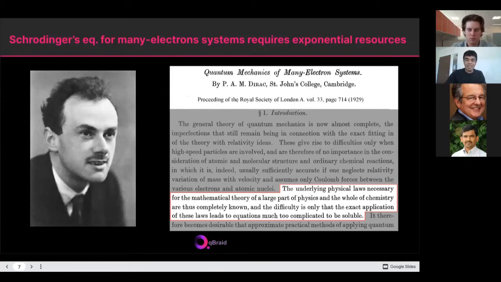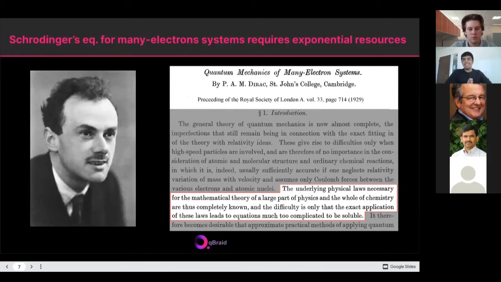And in one of his papers, he wrote, "The underlying physical laws necessary for the mathematical theory of a large part of physics and the whole of chemistry are thus completely known. And the difficulty is only that the exact application of these laws leads to equations much too complicated to be soluble." Right? So he was the first one to say, you know what, we figured out Schrodinger's equation. We know how subatomic particles behave, but the only problem is when you write down these equations, they're a mess. We don't know how to solve it, right?